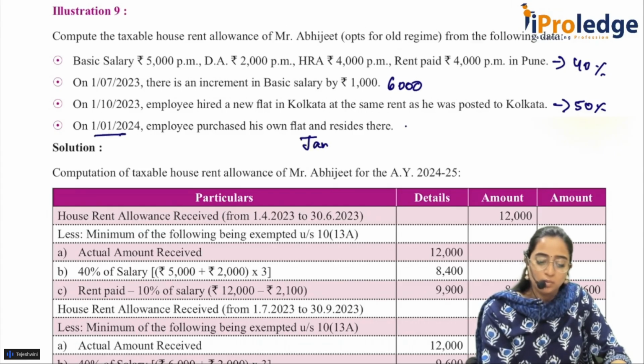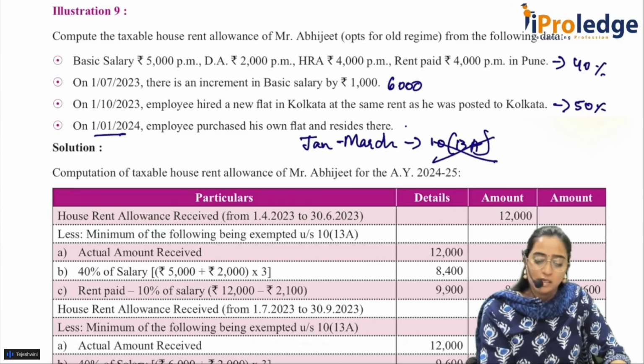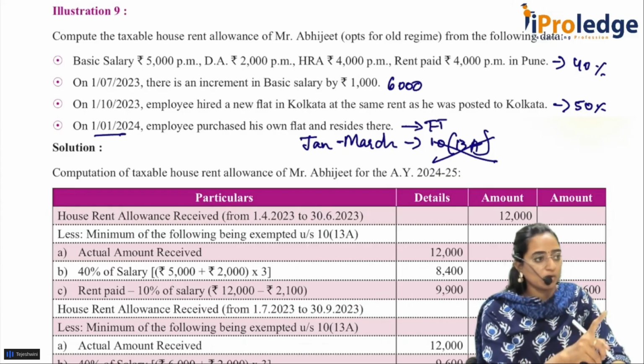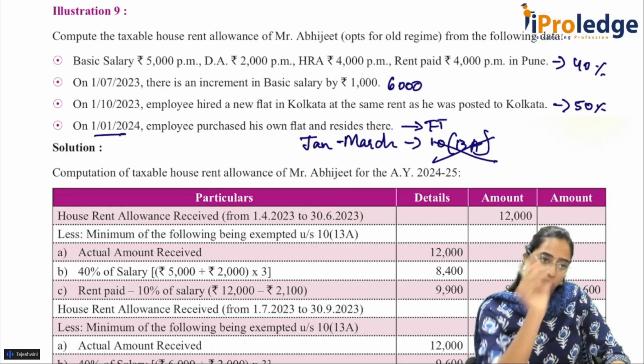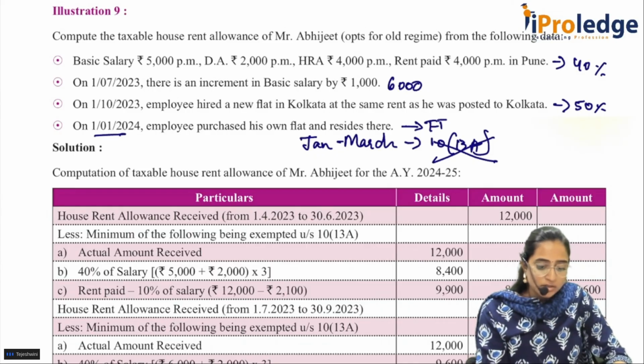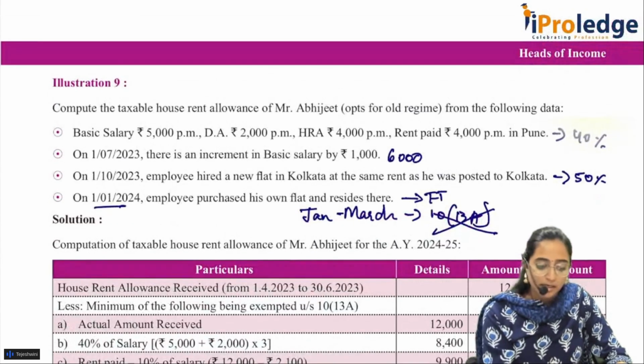The employee purchased his own flat and resides there from 1st January. From January to March, will he get any exemption under Section 10(13A)? Does he get any exemption? No. So the entire amount will be fully taxable. Compared to the previous question we saw, this is a much simpler question. Is that clear? Now tell me, are there any changes in the basic salary? Yes. From which date? From July.